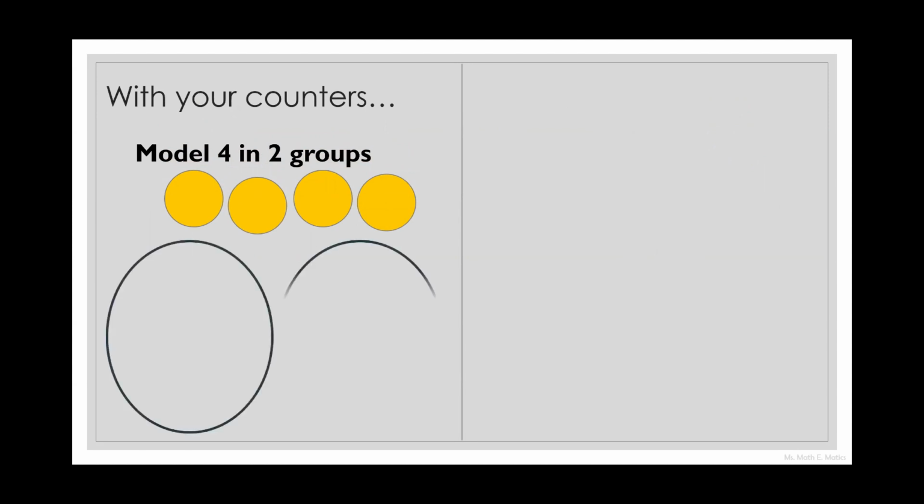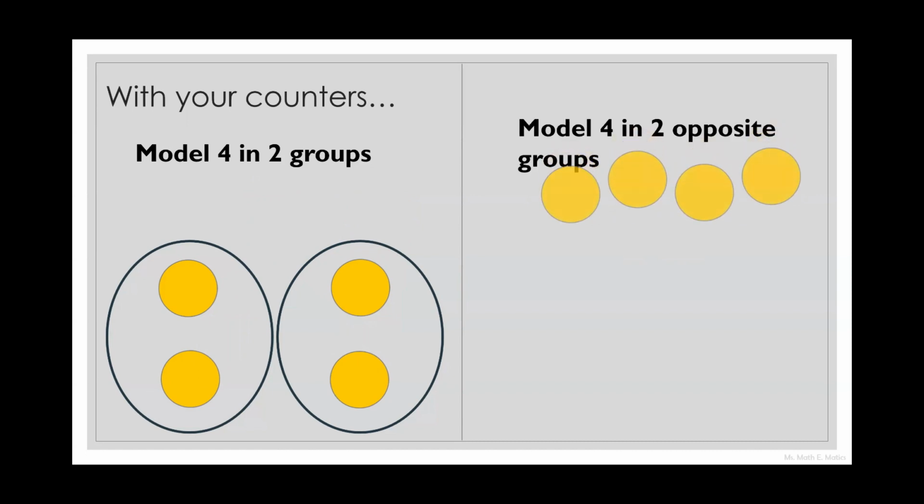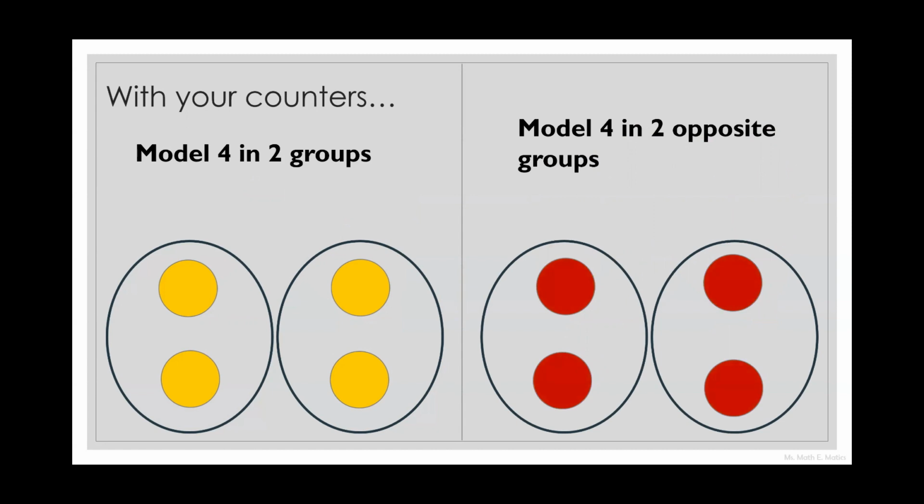So, let's try. With your counters, you're going to model 4 into two groups. Here we have 4 positives, and we're going to separate them into two groups. We keep going until we don't have any more to separate. Notice how we have 2 positives in each group. Now we're going to model 4 into opposite groups. So here are our two groups. We're dividing those 4 positives into these two groups, but it's opposite, so it's going to be red or negative.